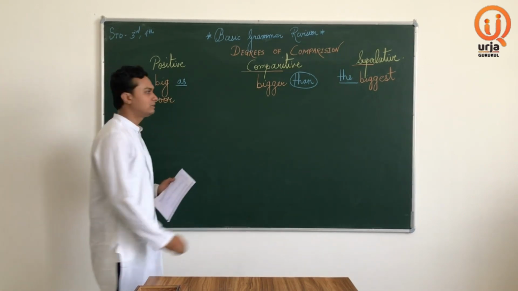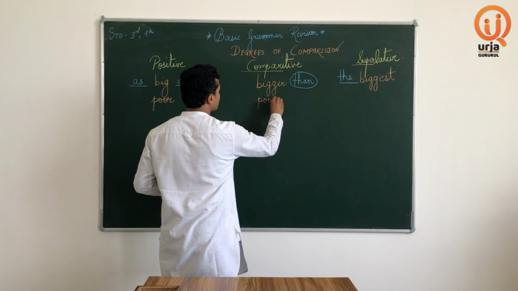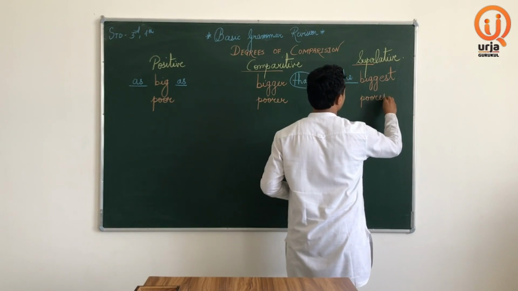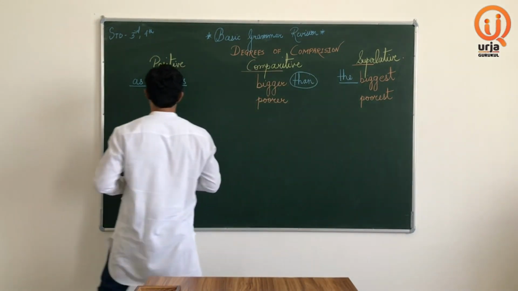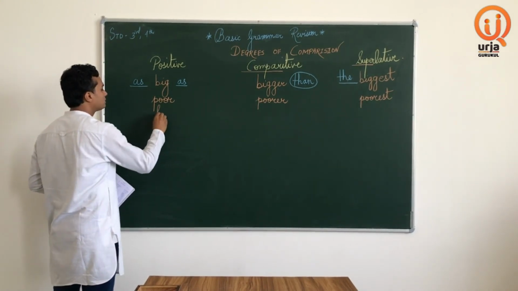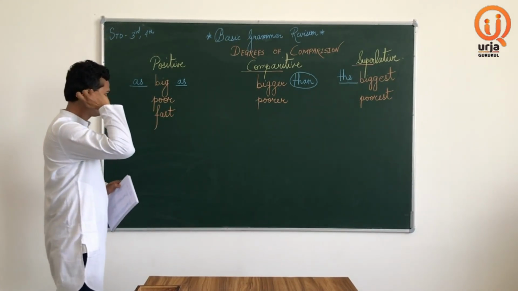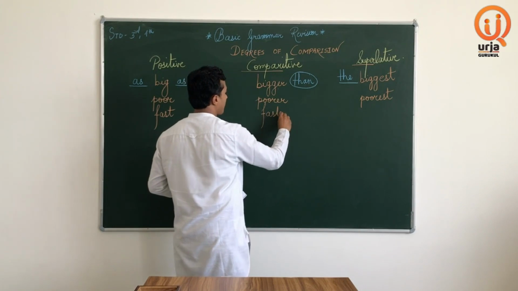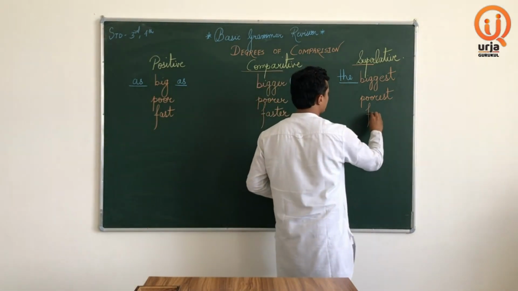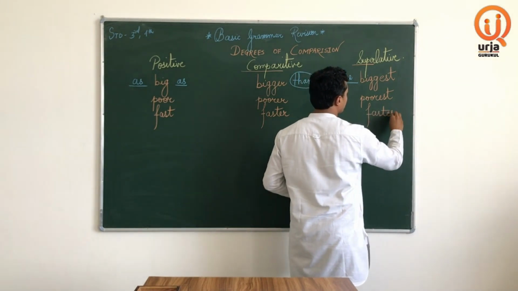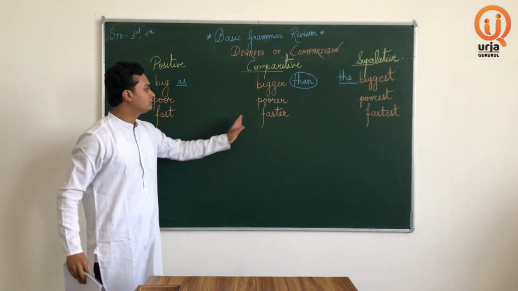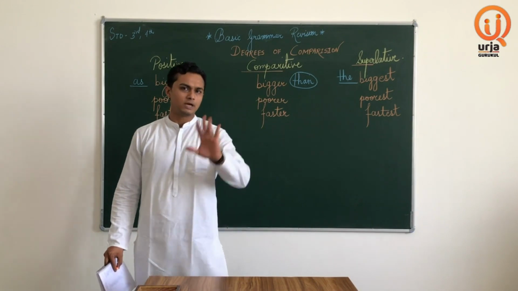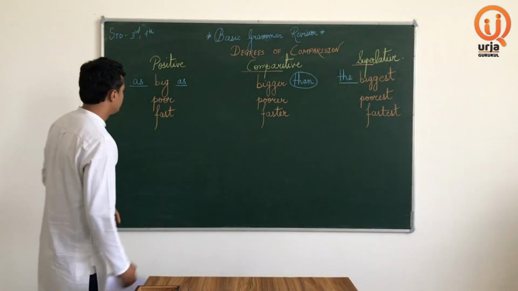Poor, guess it: poorer, and poorest. Alright, another simple one, fast. Any guesses? Yes, faster, fastest. He is faster than me. That boy is the fastest in the class. Meaning, is there anyone ahead of him? No, he is the fastest.